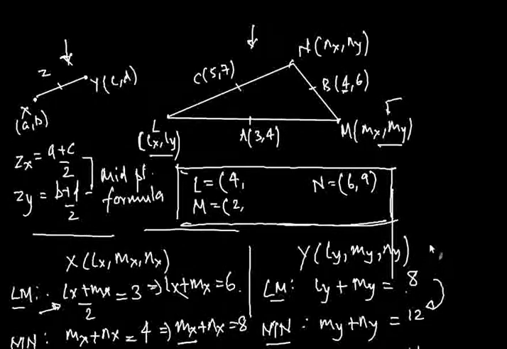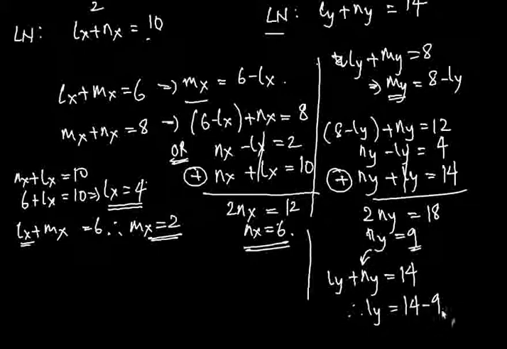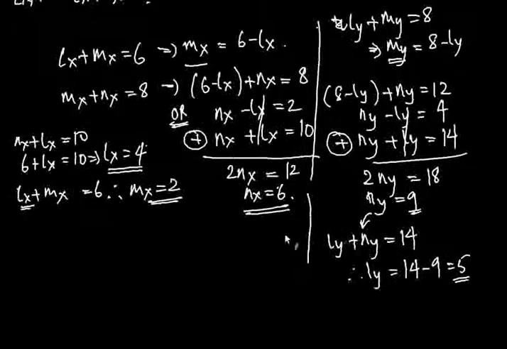But what I still need to do is find out the other two y coordinates. So let's see what that is. What else do we know? Well, we know that Ly plus ny is equal to 14, but ny is equal to 9, and therefore Ly is going to be 14 minus 9, which turns out to be 5, right? So that's great. So what do we have? We have Ly is equal to 5. So that completes L.